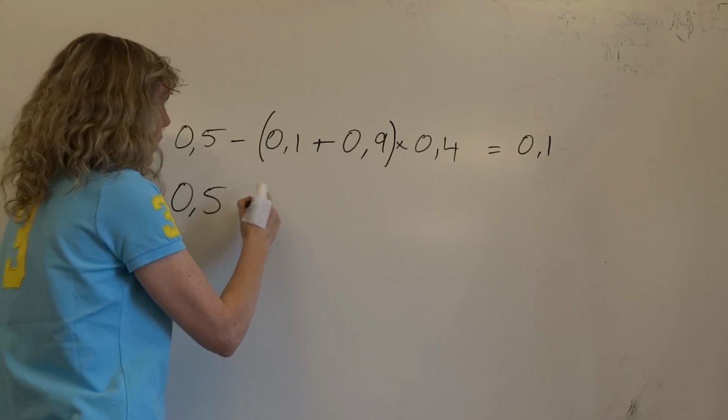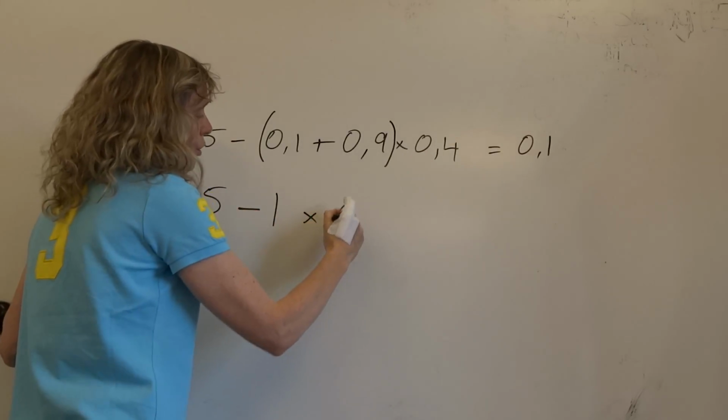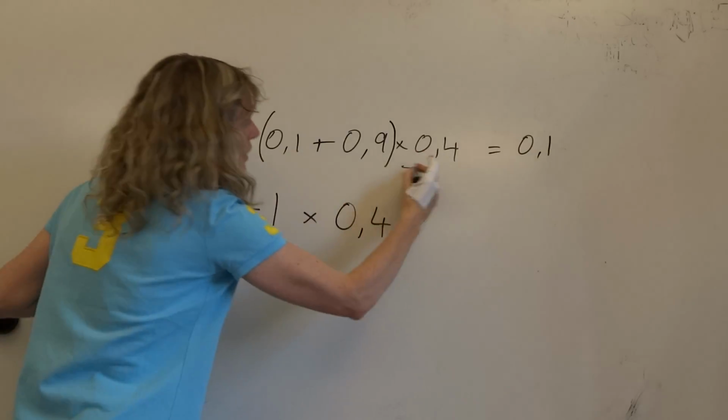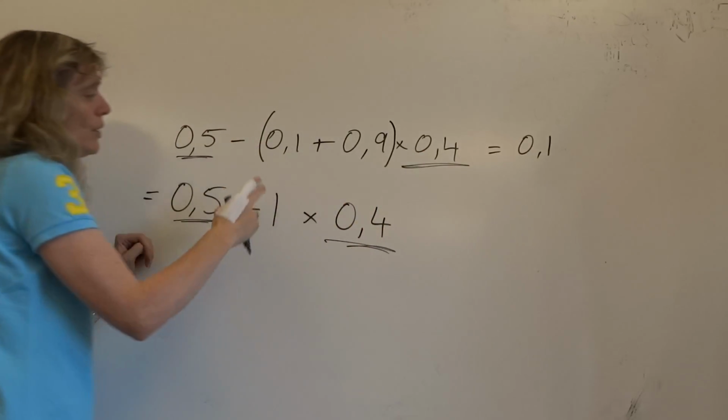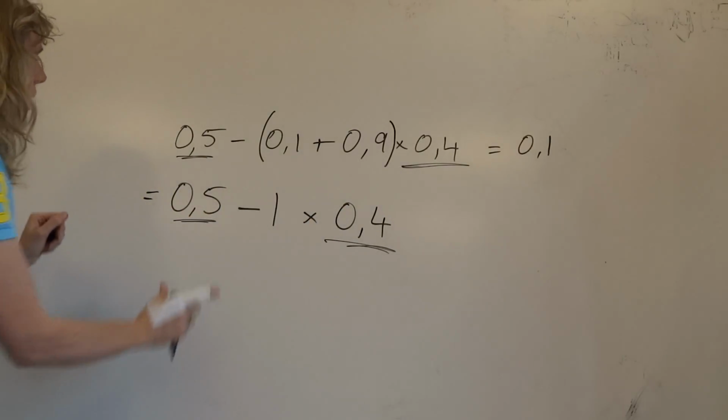So we would have minus 1 multiplied by 0.4. Everything else stays the same. This is the same as up here, and this one is the same as up here. The only thing we've done is we've added 0.9 and 0.1 to make 1. Okay, what do we do now?